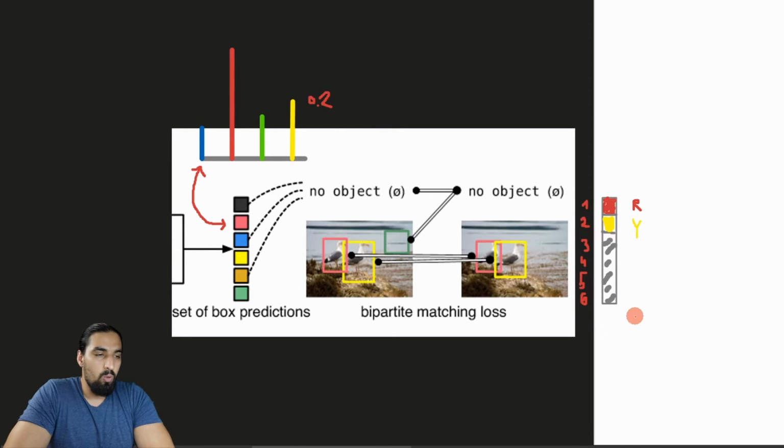The idea is to find a permutation of this output here so that the loss is minimized. That means we want to push this red one to be in the first place, this yellow one to be in the second place, and all of the other ones should be here. That's the permutation that will minimize the loss.